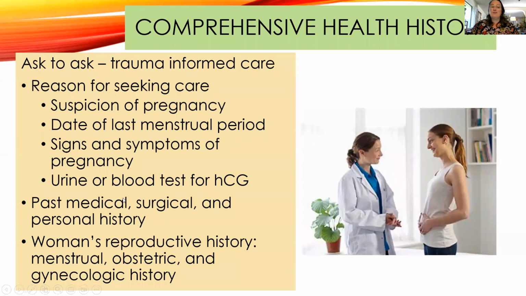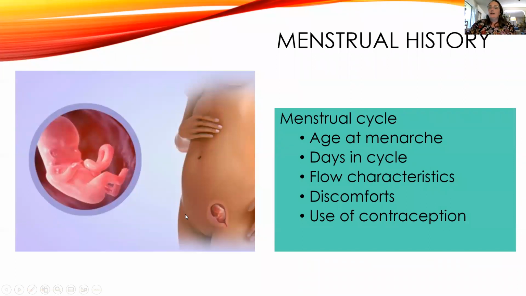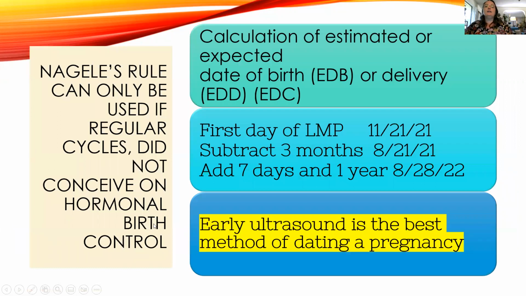We want to know about her surgical history, her reproductive history, her gynecological history. And remember, trauma-informed care encourages us to ask and then tell her why you're asking before you just start with all the really personal questions. Sometimes people don't understand why we have to ask all of these questions. And if they understand, they're more apt to tell us. We are looking at her menstrual history as well. And then we're going to try to calculate her due date.